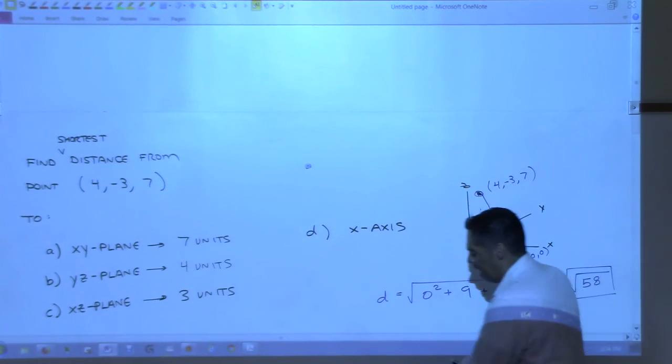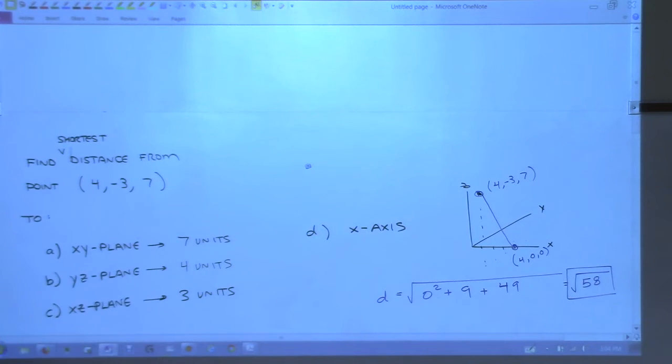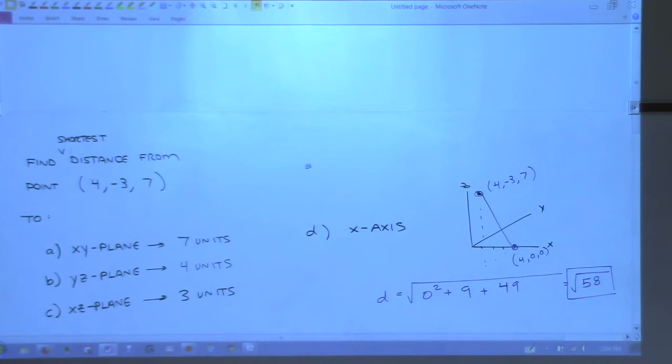So what do you think we could ask on parts E and F? Shortest distance to the y-axis, shortest distance to the z-axis, right? It would work exactly the same. You'd have to find the corresponding points. Okay? Questions there? Are you all visualizing this okay? Are you seeing it? Okay.